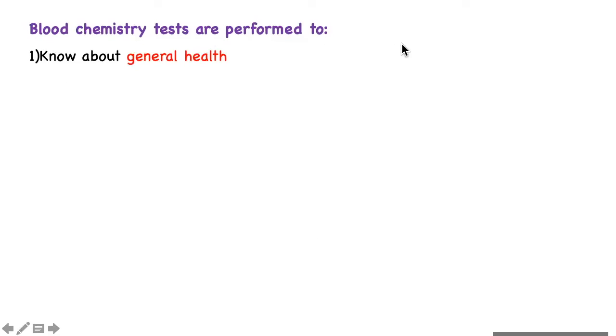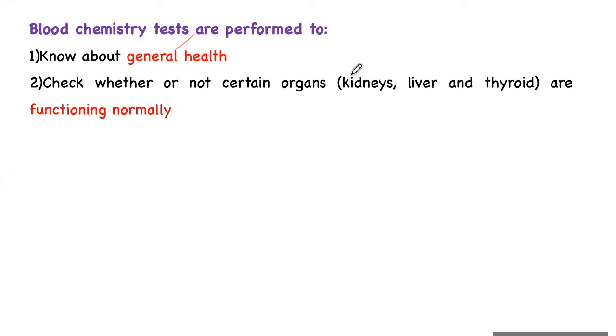Let's see what the role of the blood test is and what kind of information you will gather from it. Blood chemistry tests are performed especially to know about the general health of the patient. CBC is a very common test for general health, where your RBCs, WBCs, neutrophils, everything is counted. So it gives you an indication about your general health.